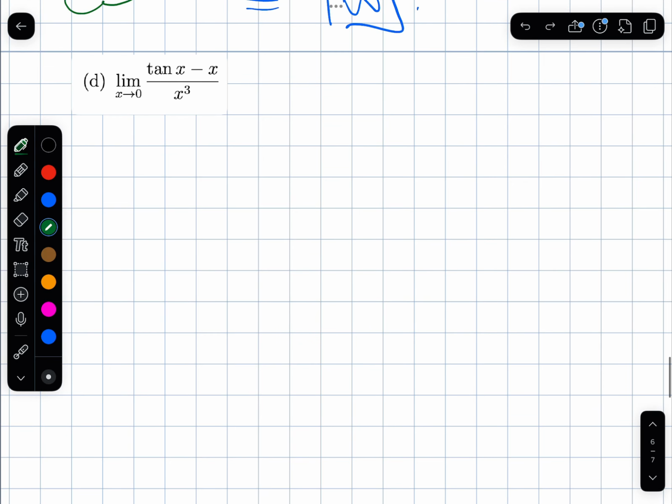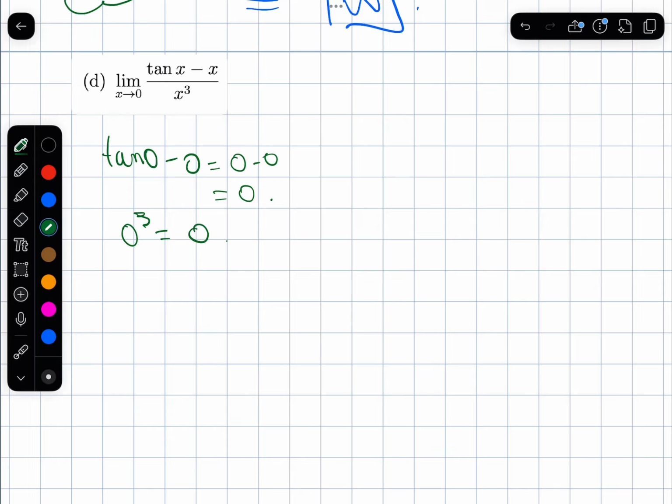Now, this is the last example I want to solve with you today. As always, I try and plug it in. If I try to plug it in, I'll get tangent 0 minus 0. The tangent of 0 is 0, so that's 0. And 0 cubed at the bottom is 0. So this is 0 over 0, which is great for me, because I can use L'Hopital's rule now.